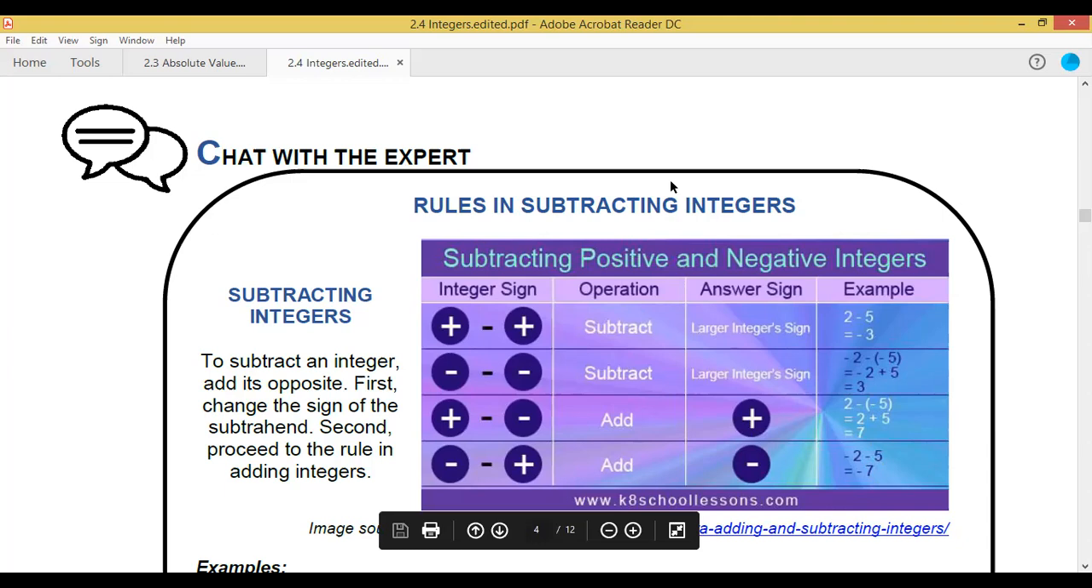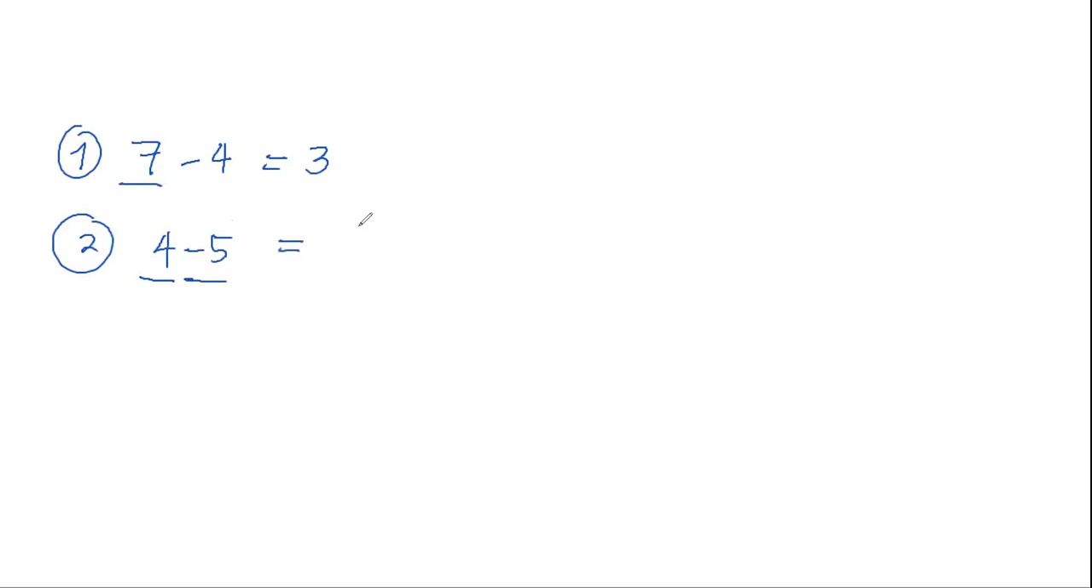Let's have more examples. For example, we have 7 minus 4. This is a basic subtraction. So the answer is 3 because the sign of the greater number is positive. Number 2, 4 minus 5. This is positive. The other is negative. Based on the rule of addition, we need to subtract them. So the answer is 1.